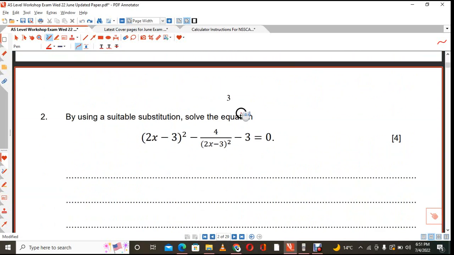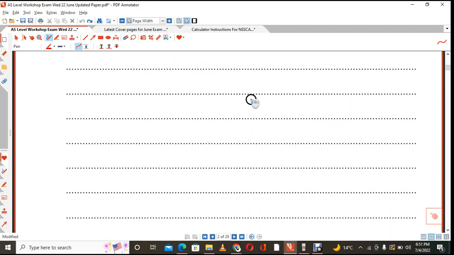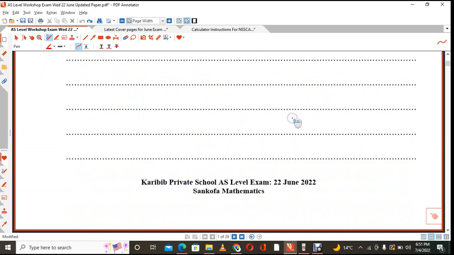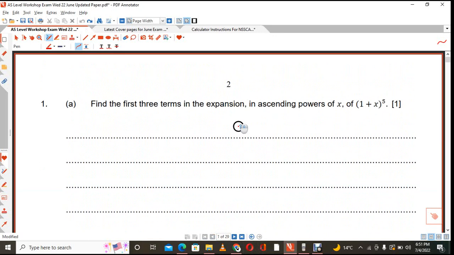It's going to be quite cumbersome and long. All right, so obviously you have the advantage of pausing it and playing it again. I'm not going to play it in stages. I'm just going to play the whole recording as it is. All right, so very first question, you have got to find the first three terms in the expansion in ascending powers of x.